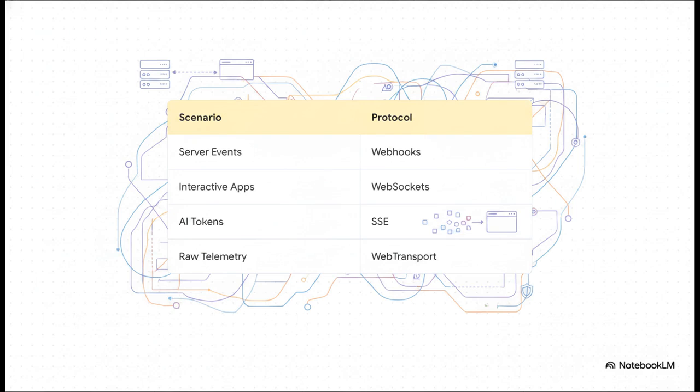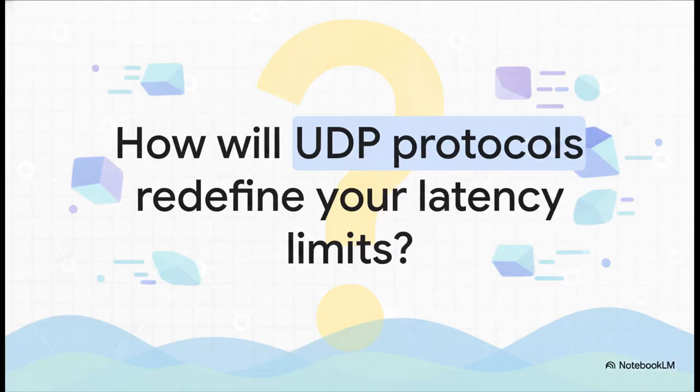So for decoupled server-to-server integrations triggered by distinct system events, stateless webhooks are your ideal choice. If you are building full-duplex interactive browser apps like collaborative editors, WebSockets remain the production standard. For unidirectional server-to-client streaming, especially AI tokens, deploy server-sent events. And for latency-sensitive raw telemetry operating on unreliable networks, you're going to want to look to the emerging hybrid implementations of WebTransport.